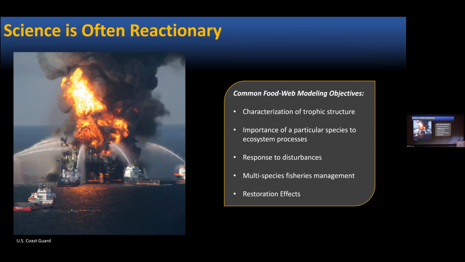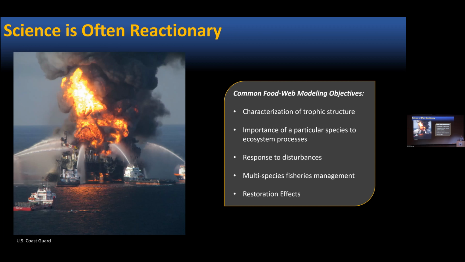Now, to put a bow on why I feel food web modeling is important, we've talked a lot in the Gulf of Mexico after Deepwater Horizon about the idea that science and the availability of resources to do science is often very reactionary. Meaning that it happens after the event. So for example, an oil rig explodes 1,500 meters deep in the Gulf of Mexico. We then get the resources to go out and fish the mesopelagic zone at a regular interval.